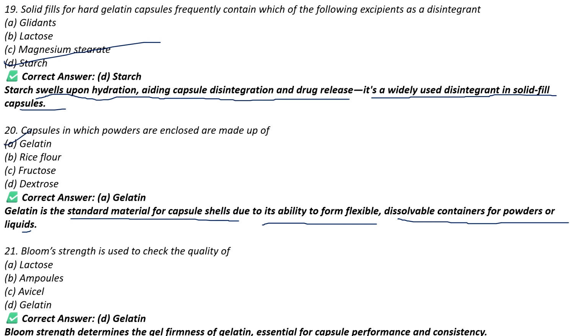So moving on to the last and final question of today's session, and that states: Bloom strength is used to check the quality of, options are lactose, ampules, avicel, or gelatin. So Bloom strength basically helps you to determine the gel firmness of gelatin, essential for capsule performance and consistency. So we can say option D, that is gelatin, is the correct answer for this question.